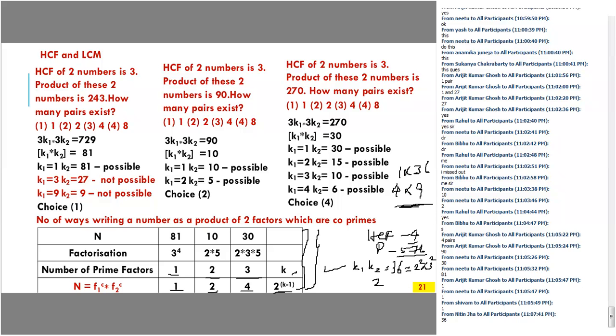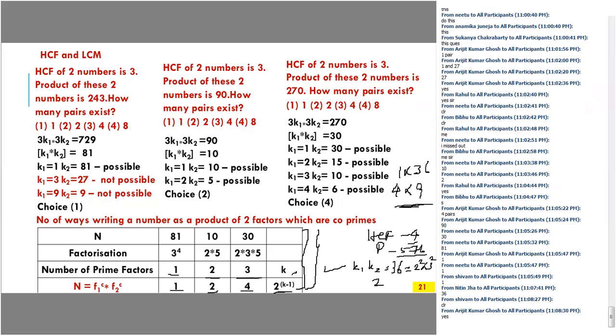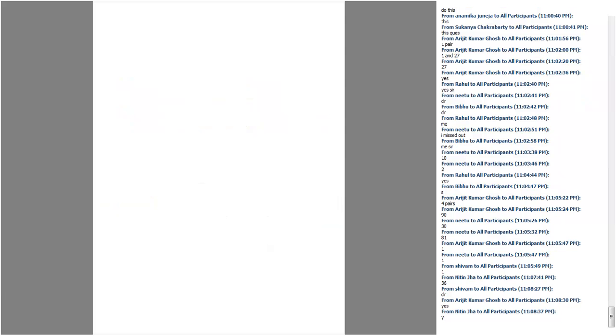It depends on the number of prime factors K1, K2 has got. How many are clear? How many are not clear? Do you hear me or not?